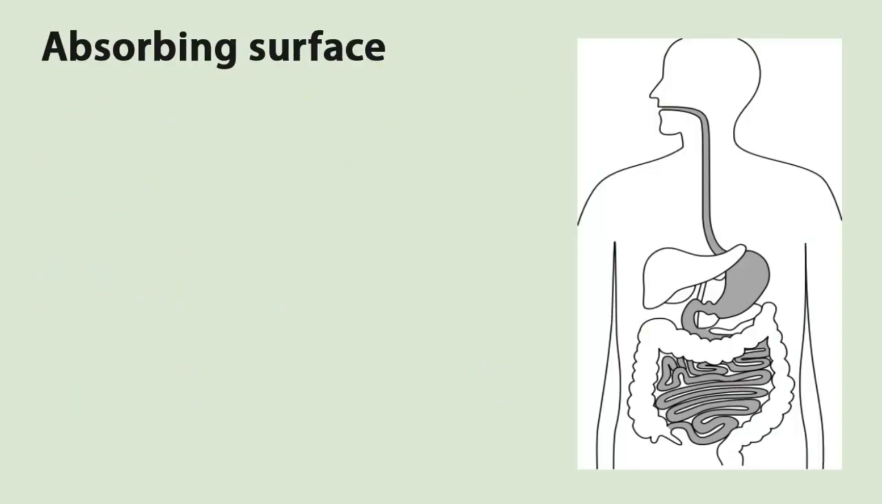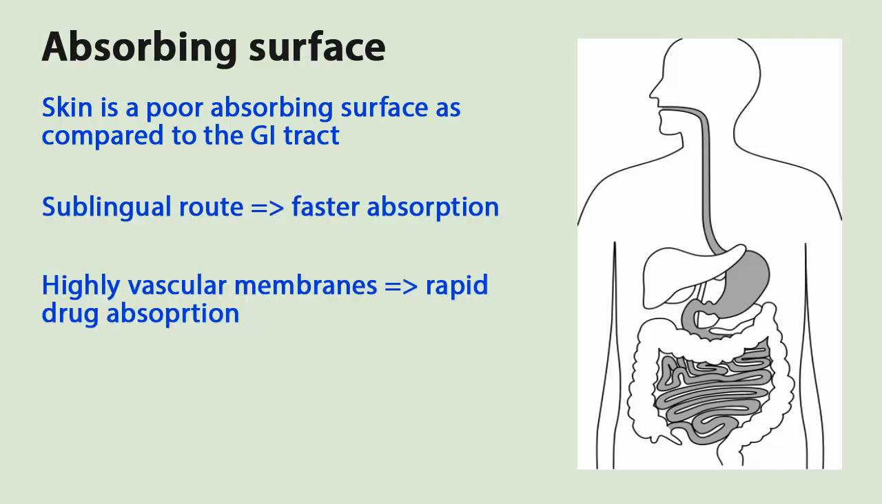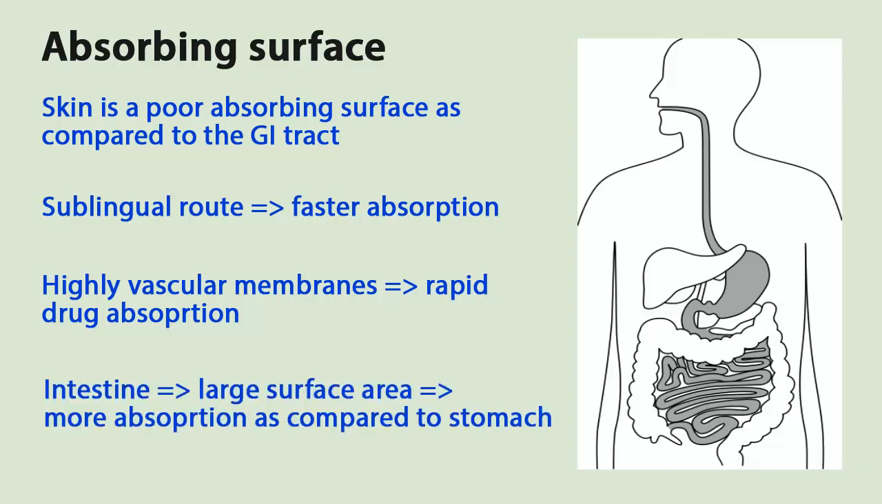Absorbing surface. Skin is a poor absorbing surface as compared to the GI tract. Absorption from the sublingual route is faster. From the highly vascular membranes, absorption of drug will be rapid. Because of large surface area of intestine, drug would be absorbed more as compared to stomach.